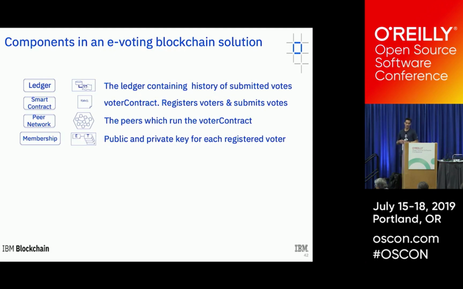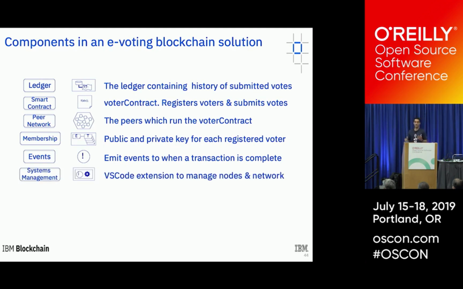The membership here: once we successfully register a voter, we create a public and private key for each voter. And that's what the Fabric Certificate Authority is going to do here. In terms of events, whenever you submit a vote, we'll get an event. Whenever you register a voter, we'll get an event. If there's some sort of error, we'll get an event as well. For example, if you try to vote twice, you'll see that this person has already voted, or if you're trying to use a voter ID that's not registered, the application will say this person isn't registered to vote.